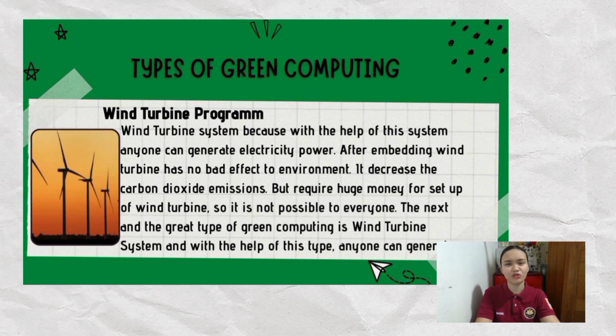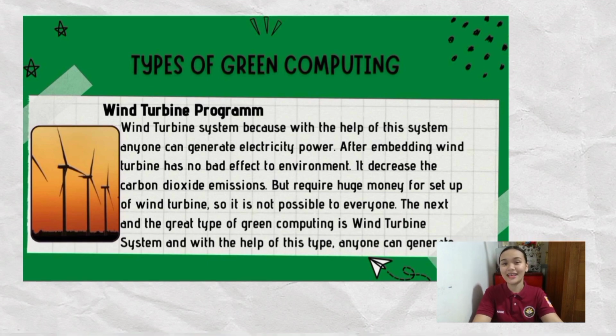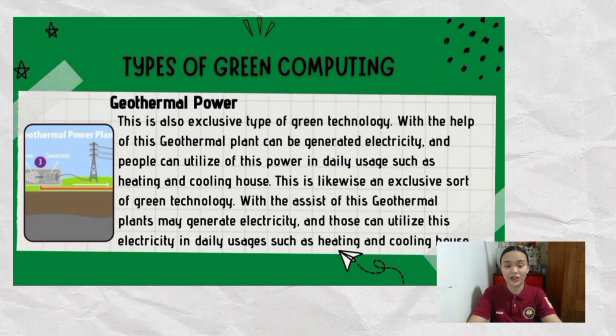This type of green computing is very expensive and not everyone can have it. The last one is the geothermal power. Geothermal energy uses the heat from the Earth's core to make electricity and control temperatures. It uses geothermal power plants to use steam to produce electricity. It is a renewable energy source because heat is continually produced inside the earth and can be used to heat and cool buildings, which saves energy. In short, geothermal energy, or the heat within the earth, is converted into electricity.